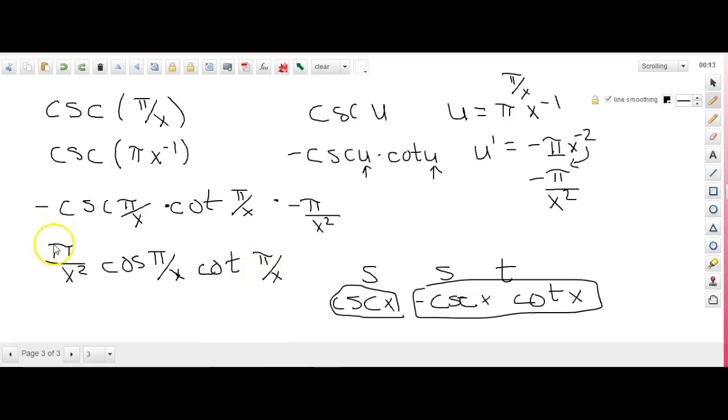They may possibly just put everything over x squared. I'm not exactly sure which way they would write this. You could say pi cosecant of pi over x, cotangent of pi over x, all over x squared. And those two things would be both considered correct.